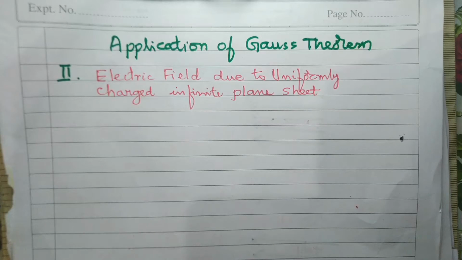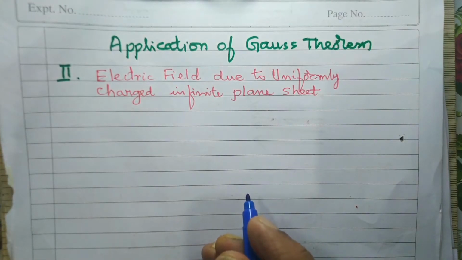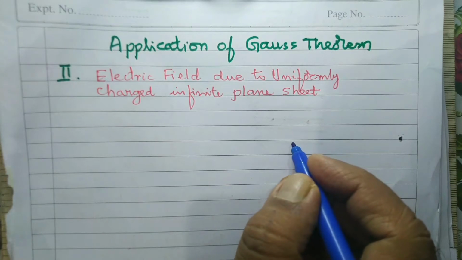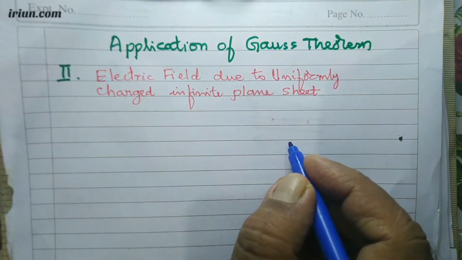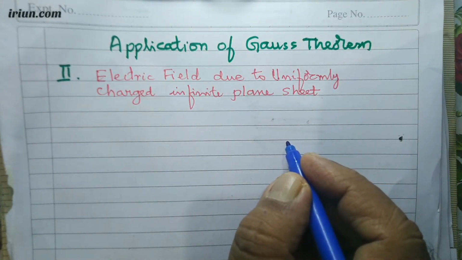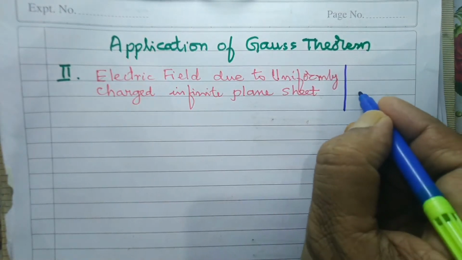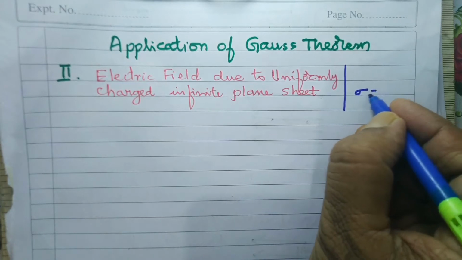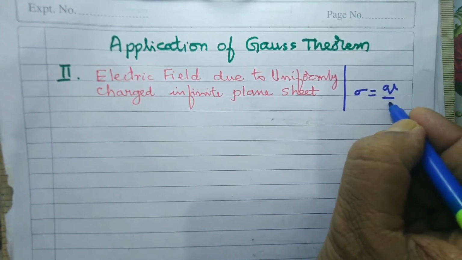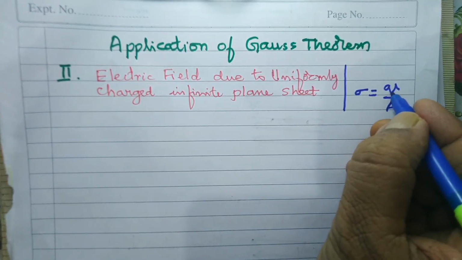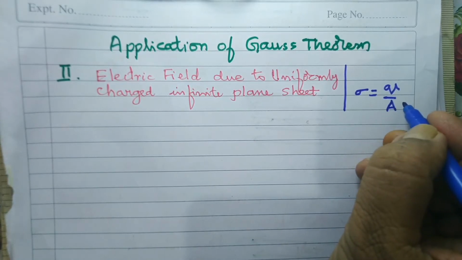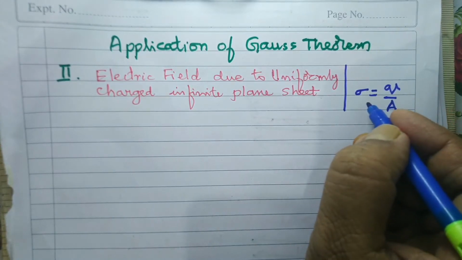Dear students, now let us consider the infinite thin plane sheet of a positive charge having uniform charge density sigma. Already we have seen what is sigma in the earlier classes. Sigma is equal to Q by A. You remember that one, which has the unit coulomb meter minus 2. Here we are taking that one.